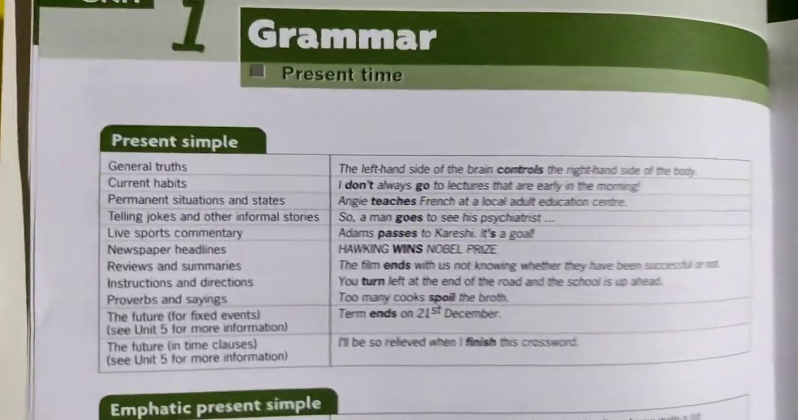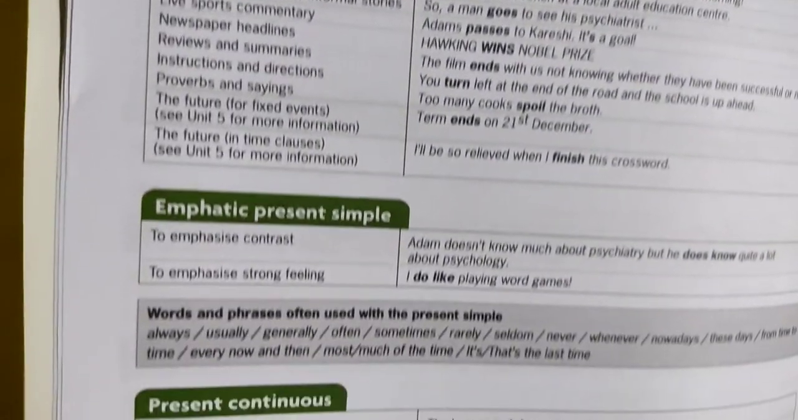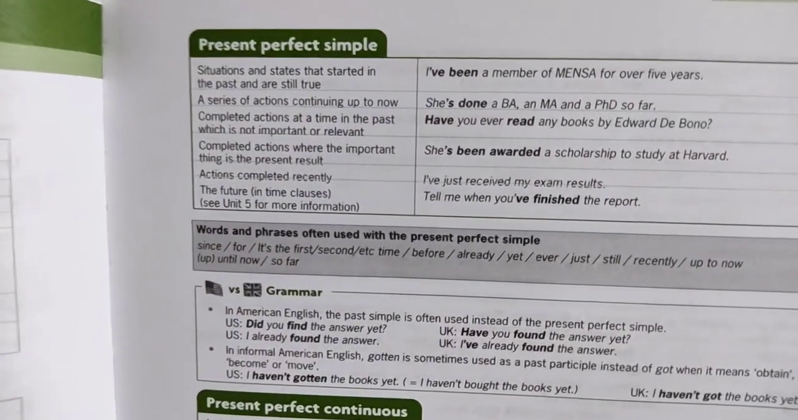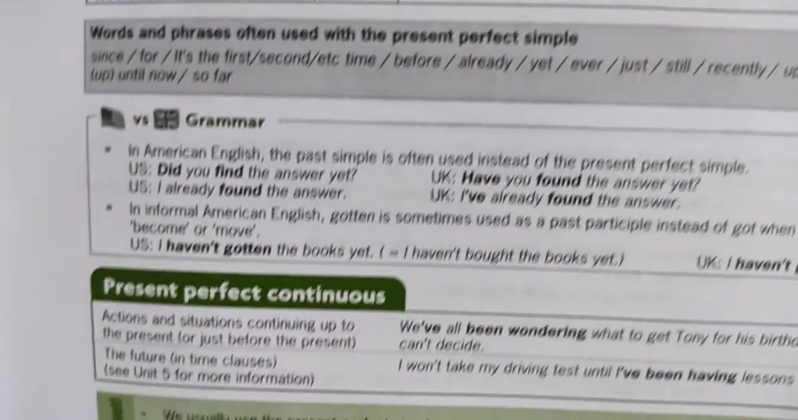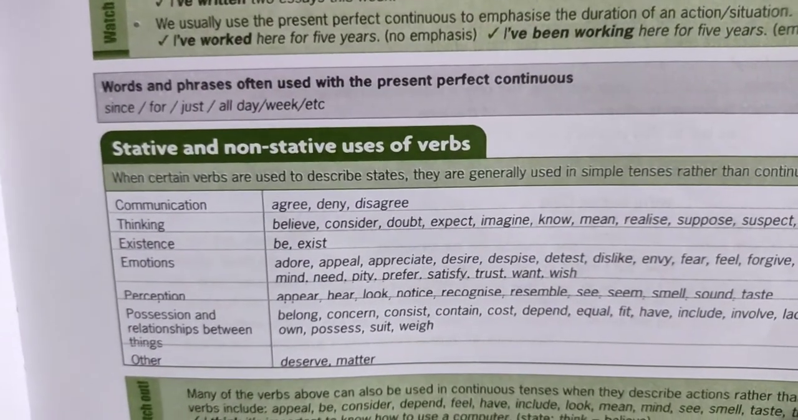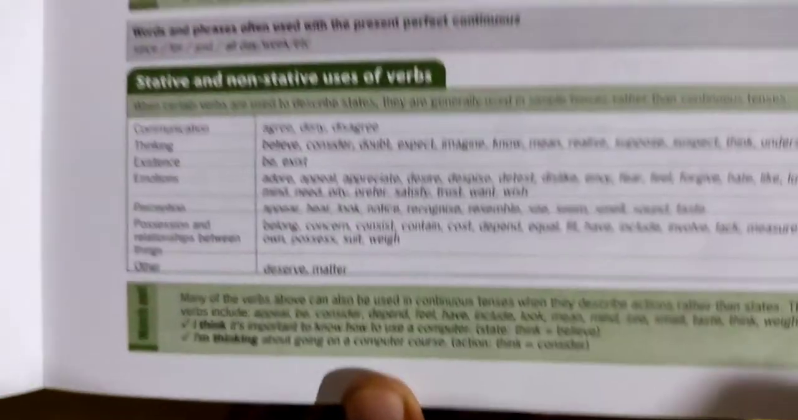This is the first unit of grammar: present simple, emphatic present simple, present continuous, and then here you go, present perfect. You have example sentences, the use of present perfect continuous, stative and non-stative uses of verbs. Here you can see. Now here you have exercises. After learning the unit, you have to do these exercises. Here you have plenty of exercises for you to learn.